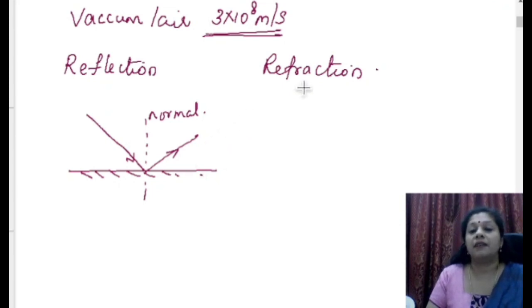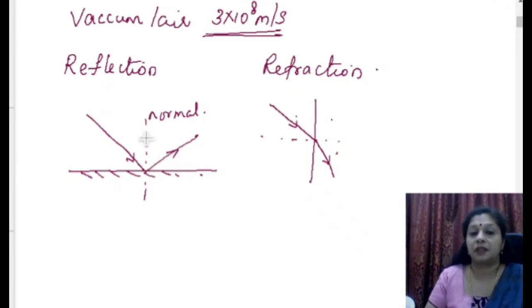Okay. Whereas if it is refraction means what? Suppose this is the glass or the transparent medium and this is the normal. What happens if it is falling on this? This will be slightly bending, but still it is passing through it. It is going to the other side, because here it is on the same side. Understood. So that is the reflection and refraction difference.